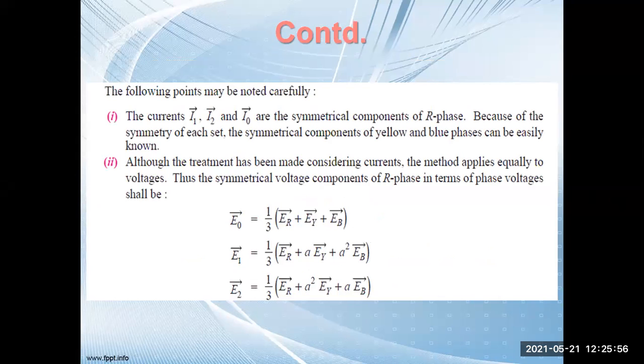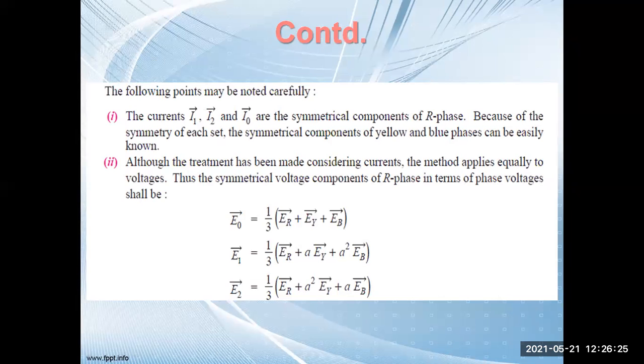Although the treatment has been made considering currents, the method applies equally to the voltages. Whatever we have done till now is for the currents. Now we have to remember that any unbalanced voltage also can be decomposed into the sequence components of voltages. So this symmetrical components theory is also applicable for the voltages. Whatever we have done for the currents, a similar thing is applicable for the voltages.